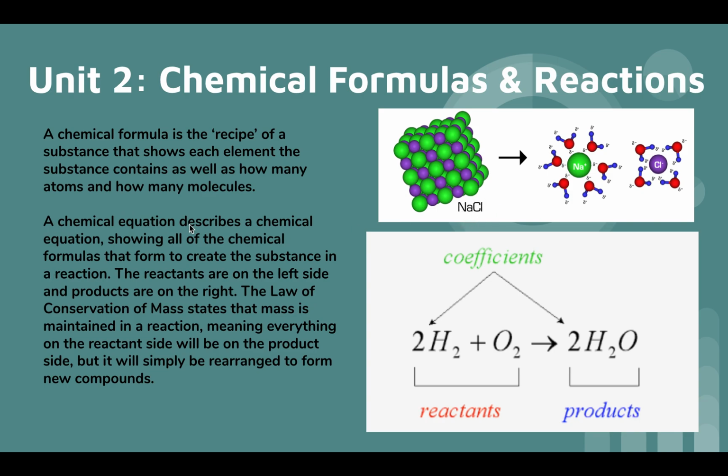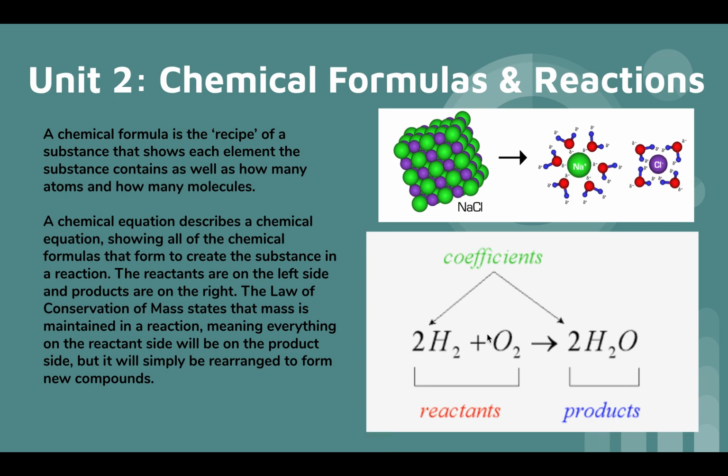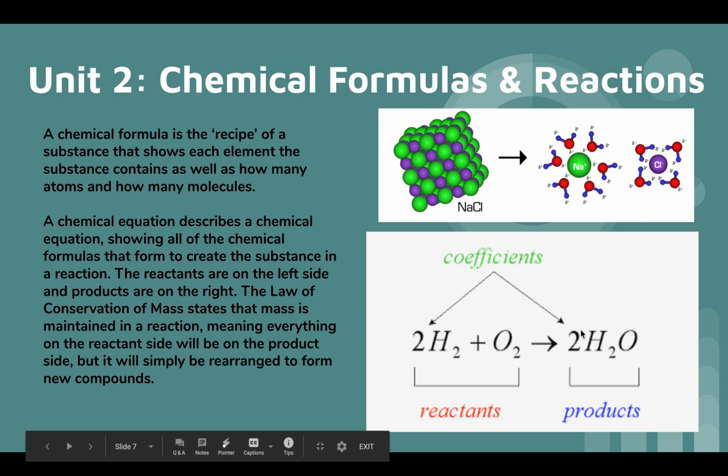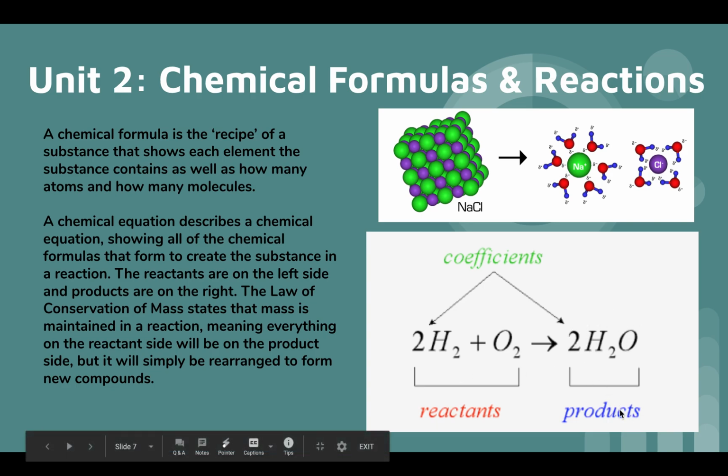A chemical equation describes the chemical formula. This should say chemical formula, showing all of the chemical formulas that form to create the substance in a reaction. Reactants are on the left side, products are on the right. So here we have water, 2H2 plus O2. Remember, our arrow means that something is happening on this side, makes 2 molecules of water. So here's our reactants, here's our products.